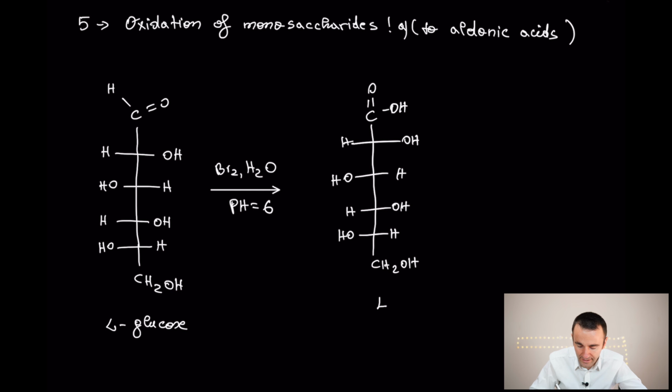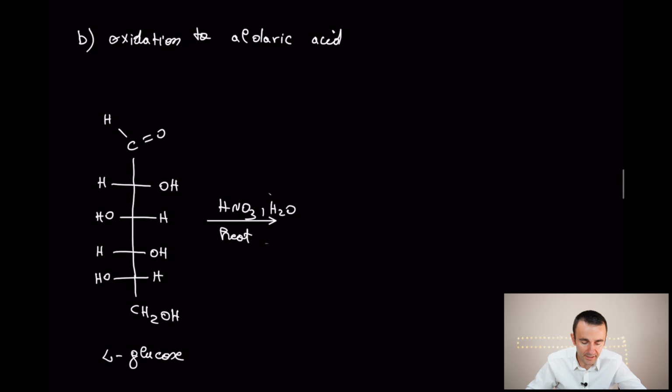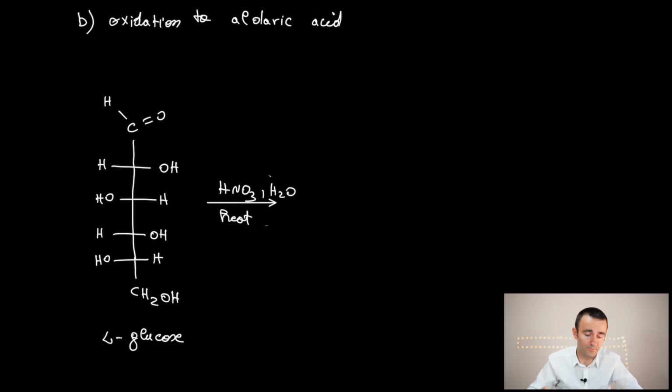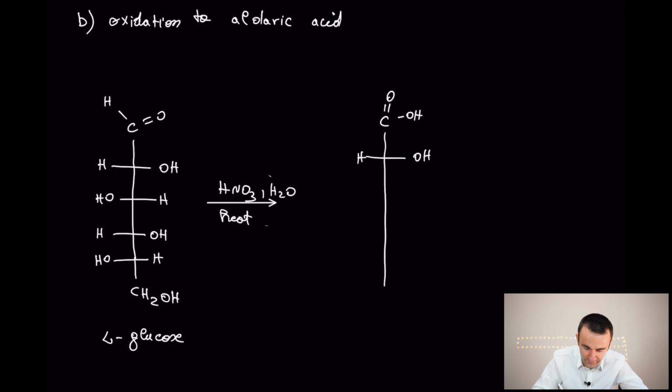So it's going to be L-gluconic acid. Right? Let's move further. We can oxidize to aldaric acid also. In this case, you oxidize this aldehyde group here, but also this alcohol at the end. Right? Both of them are converted to carboxylic acids. The body remains intact.